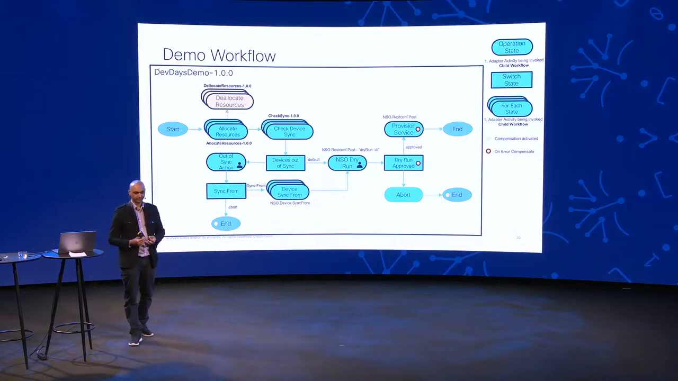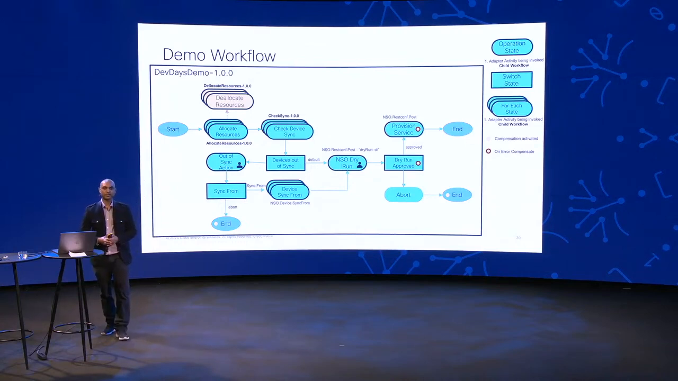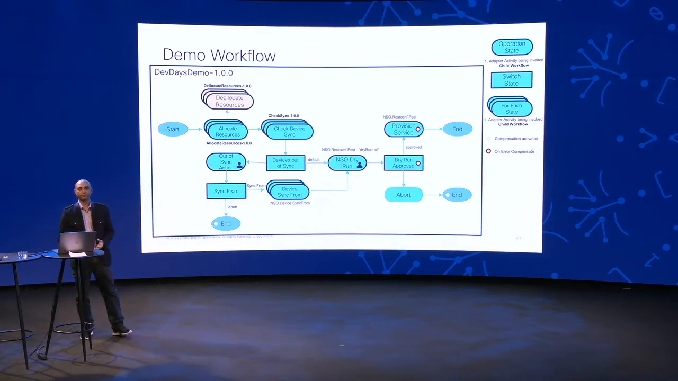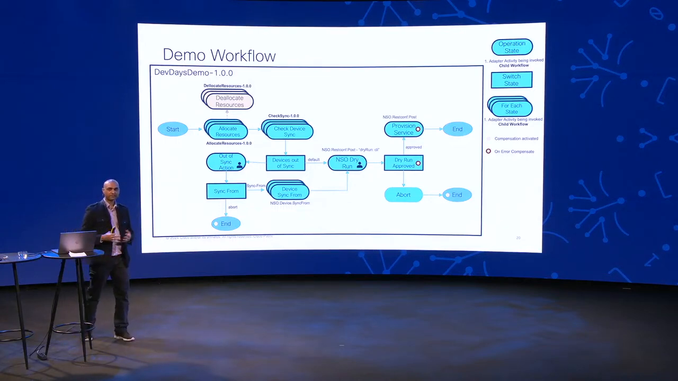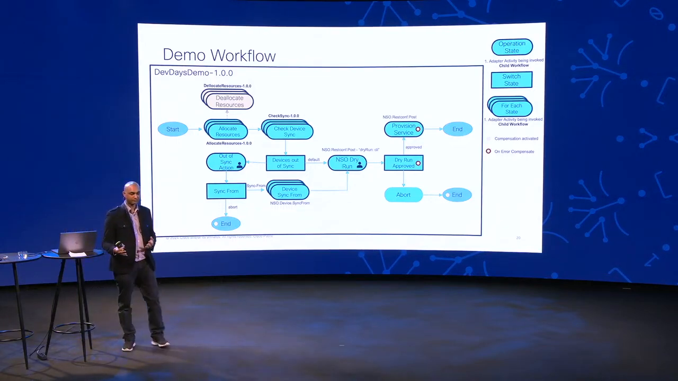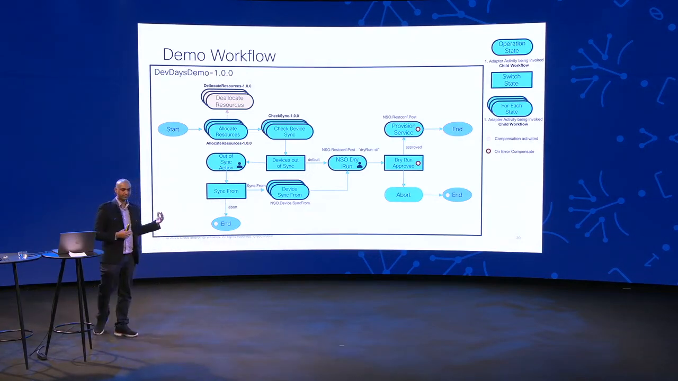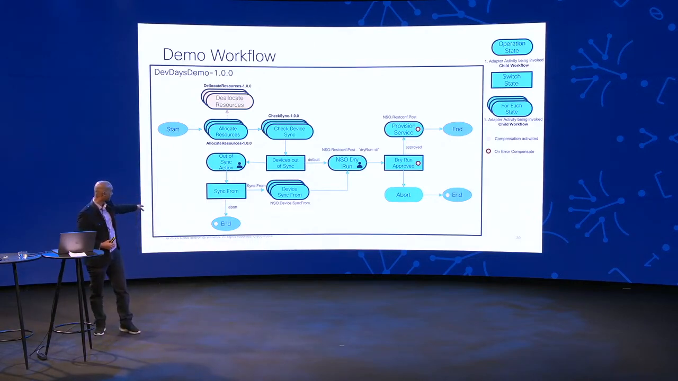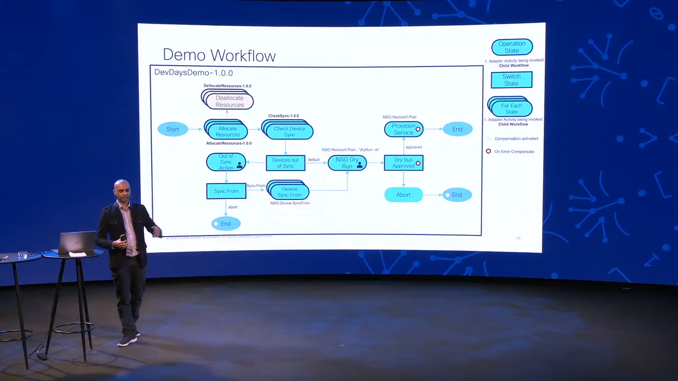Once the check sync comes back, it will see whether there are any devices that are out of sync. If so, we have a device out of sync action, which is where the human dialogue comes in, and you can ask the user what they want to do. This is the diff. If the user says yes, I want to sync from the network, that's fine. Otherwise, we can abort, and you can see on the last one at the end, we activate the compensation, in which case it will return the allocated resources.